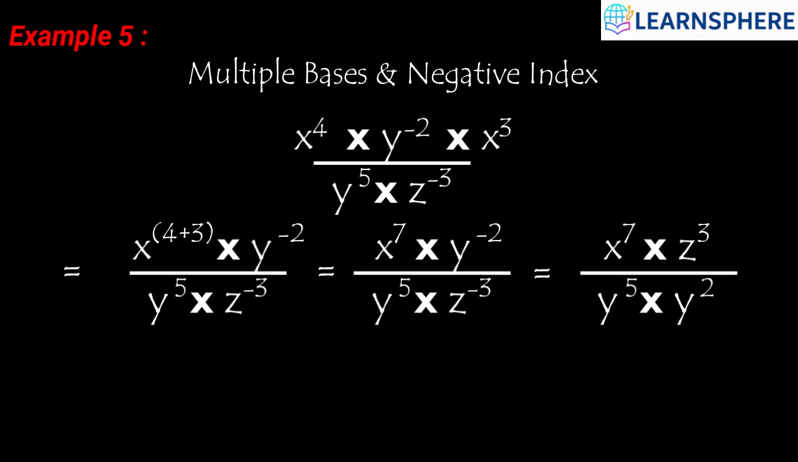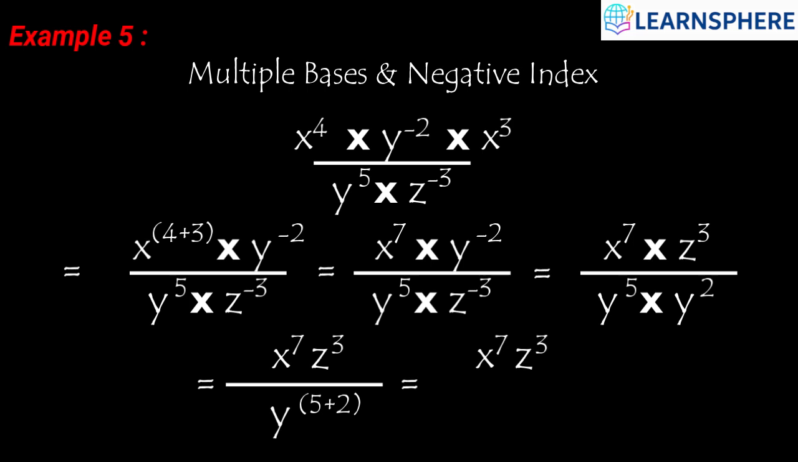Next, we can simplify this. For our numerator, we can just rewrite it as x to the power 7 z to the power of 3 over, in the denominator, we have y to the power of 5 plus 2, in which we can get our answer to be x to the power 7 z to the power of 3 over y to the power of 7 as our answer.